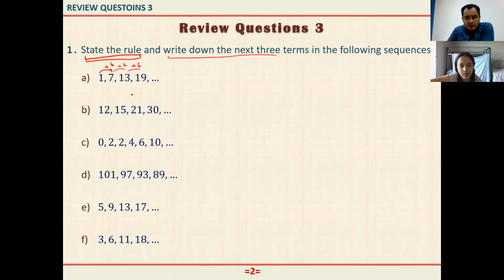So what is the rule here? Start with 1, right? Start with 1 and add 6 to get the next term.